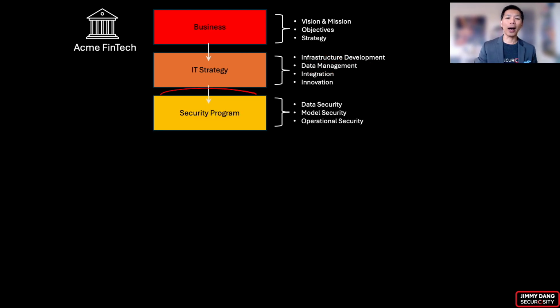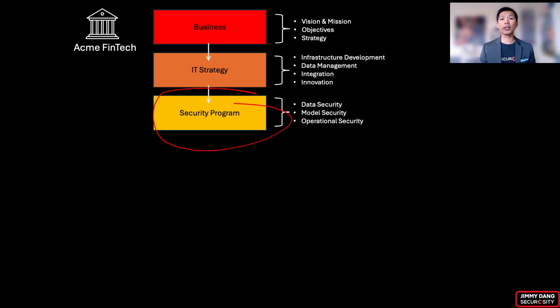Next, we have a security program. The deployment of AI solutions must be supported by a comprehensive, holistic enterprise security program. As we mentioned earlier, this program ensures that our AI products and services are secure, trustworthy, and resilient.